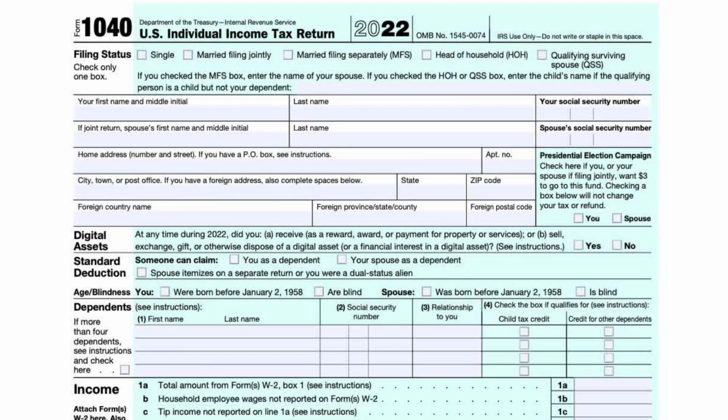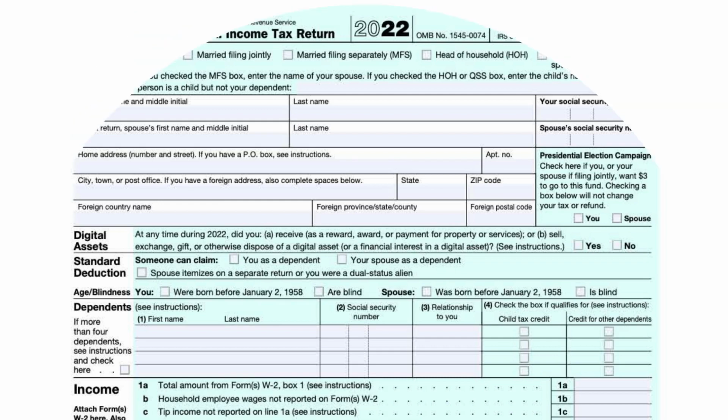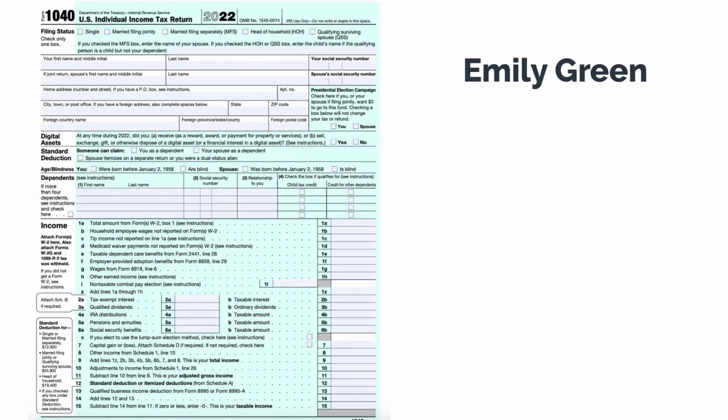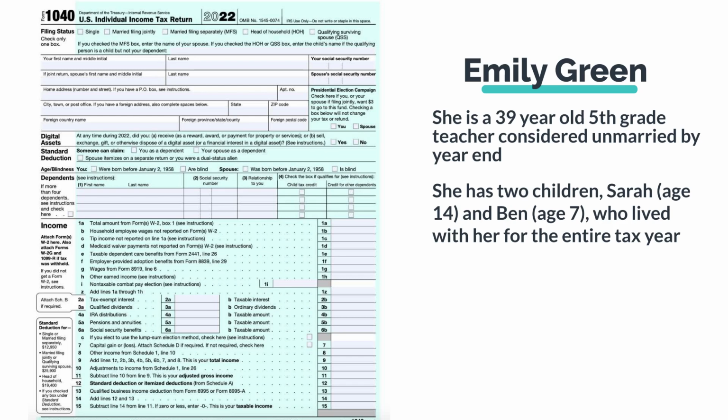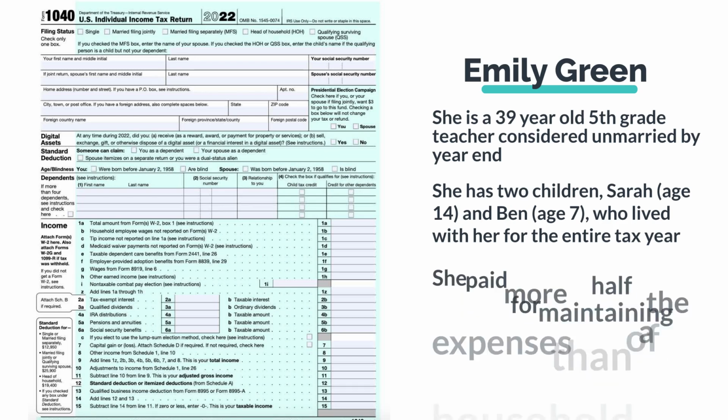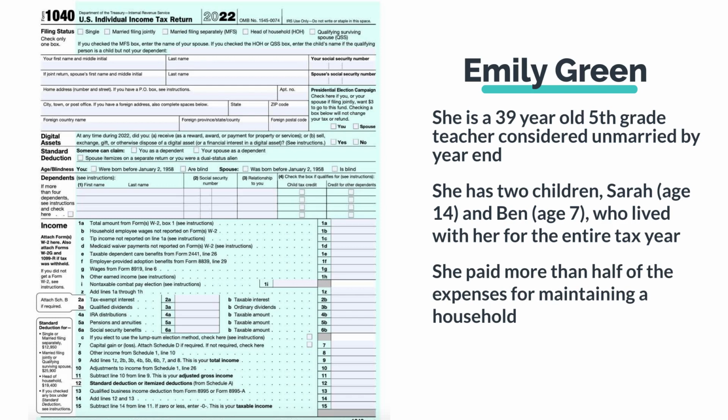Let's review what a dependent qualifies as. We will be looking in this video at an example of the taxpayer named Emily Green. She's a 39-year-old 5th grade teacher who is considered unmarried by year end. She has 2 children who lived with her for the entire tax year and paid more than half of the expenses for maintaining a household. Based on this information, take a moment to think about which filing status to use for Emily.